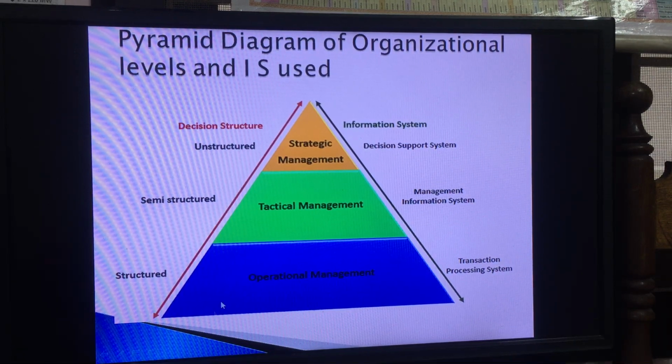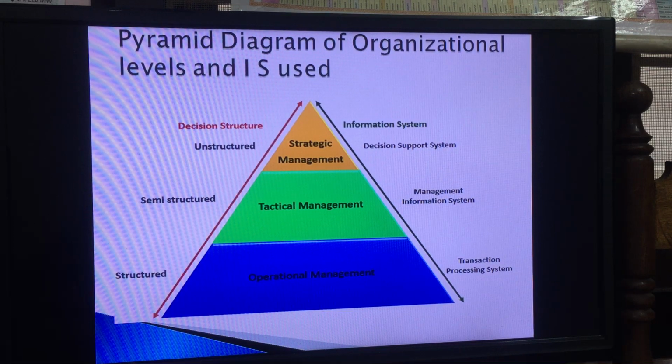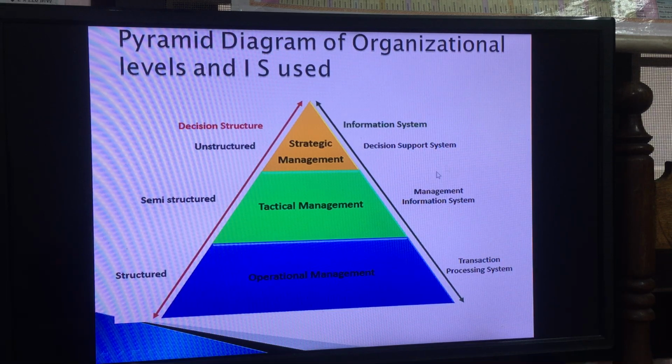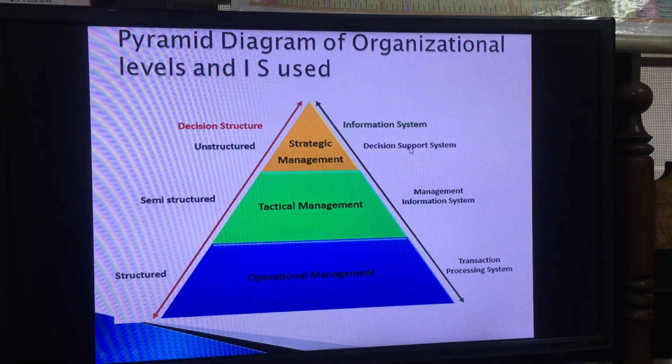At the operational level, we use transaction processing systems, for example point of sale terminals, payroll, etc., whose output is input to the MIS, that is management information system, at the tactical level. At the tactical level, managers use MIS whose output is input to the decision support system.